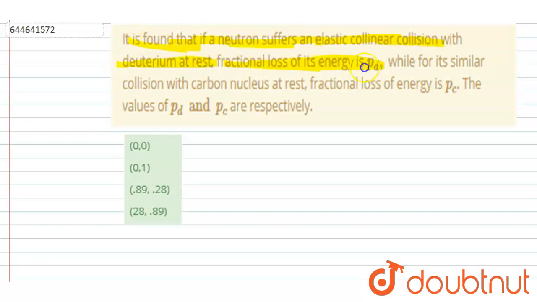Hello everyone, it is found that a neutron suffers an elastic collision with deuterium at rest. The fractional loss of its energy is Pd, while for the similar collision with carbon nucleus at rest, the fractional loss is Pc. You have to find out the value of them.